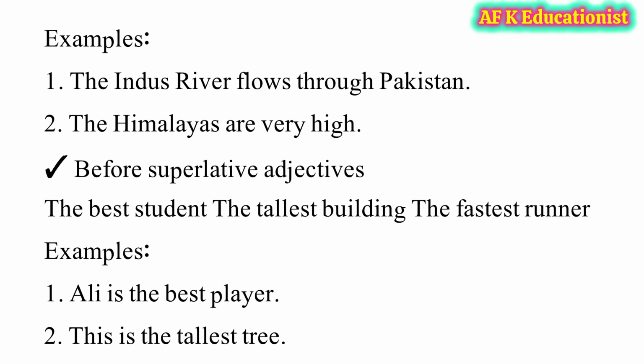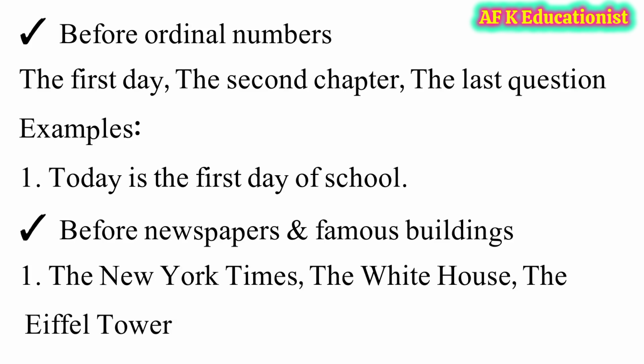3. Before superlative adjectives. The best student, the tallest building, the fastest runner. Examples. Ali is the best player. This is the tallest tree. 4. Before ordinal numbers. The first day, the second chapter, the last question. Examples. Today is the first day of school. 5. Before newspapers and famous buildings. The New York Times, the White House, the Eiffel Tower.